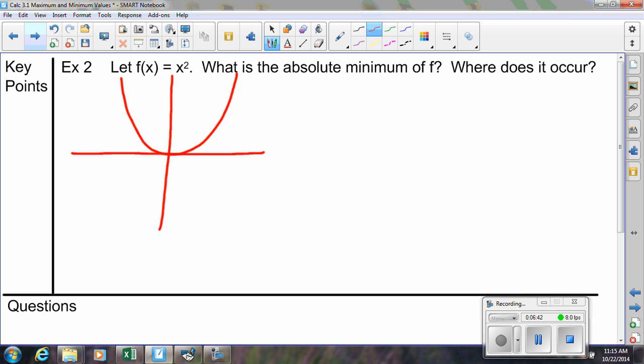What is the absolute minimum of f? Well, we can see it bottoms out here. The absolute minimum is the y value, which is 0. Where does that occur? At x equals 0. So there we go. The absolute minimum is 0, and it occurs at x equals 0.